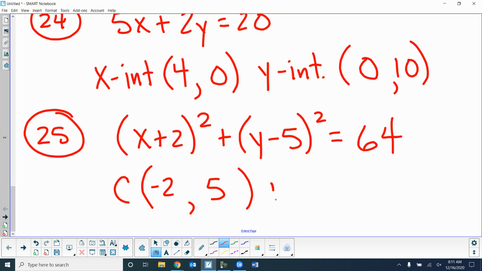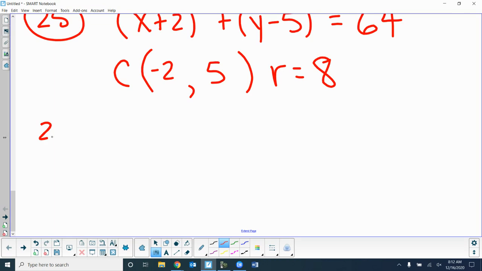And then the radius is the square root of that. Okay, so square root of 64 would be 8. So that's all you got to do there. Tell the center and the radius. Okay? So that's a pretty easy problem. We didn't do those that long ago.